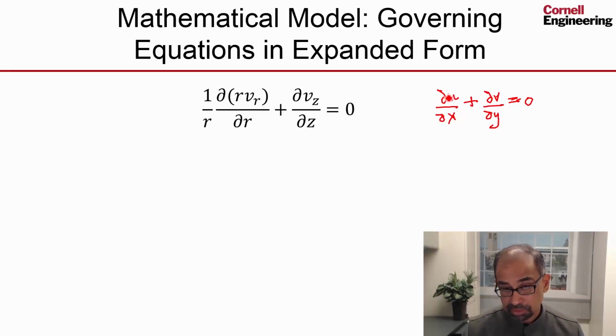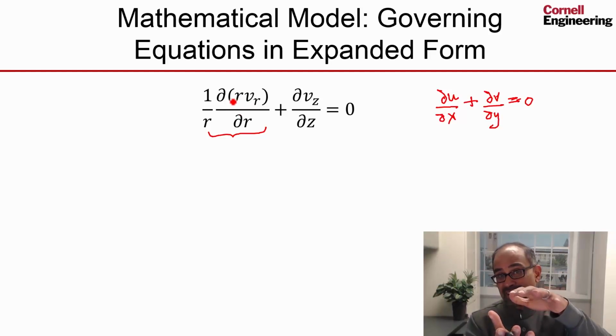And that term represents the volume change due to the shrinking or the expansion of the fluid element in the x direction, which means that that term must represent the change in volume due to the expansion or shrinking in the radial direction. Okay, similarly, that term must represent change in volume due to expansion or shrinking in the axial direction.